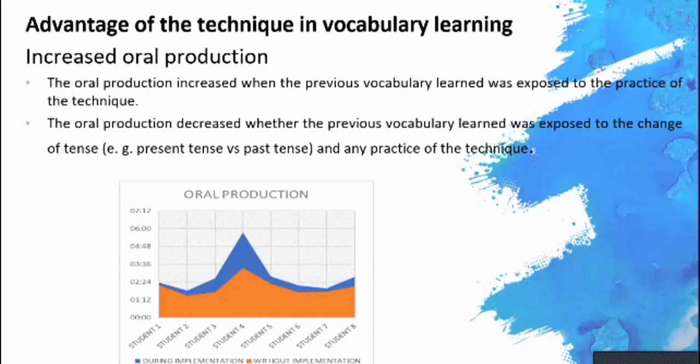As can be seen here, oral production decreased when the previously learned vocabulary was exposed to a change of tense. In other words, the students learned or memorized the words, but they were not very focused on the memorization of grammar or the use of tenses. So that could be an advantage of the technique only in vocabulary, but not in grammar.